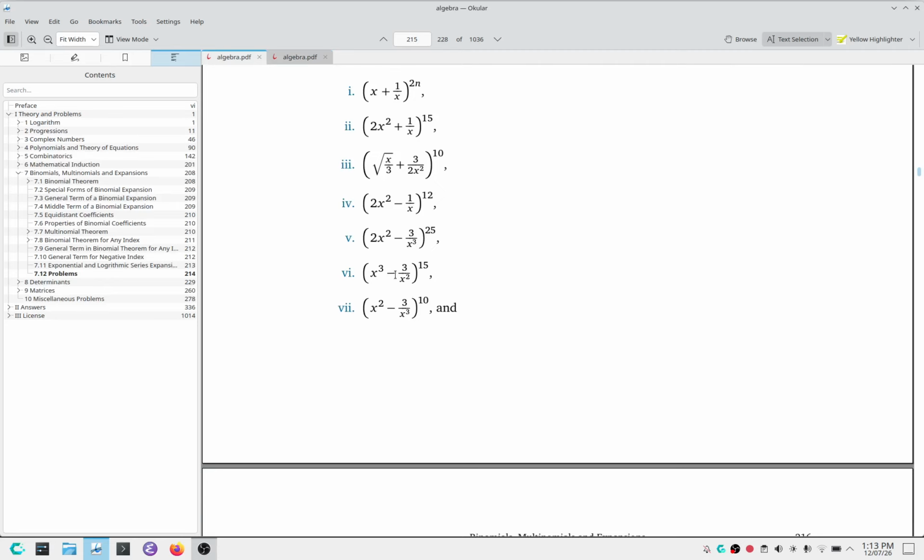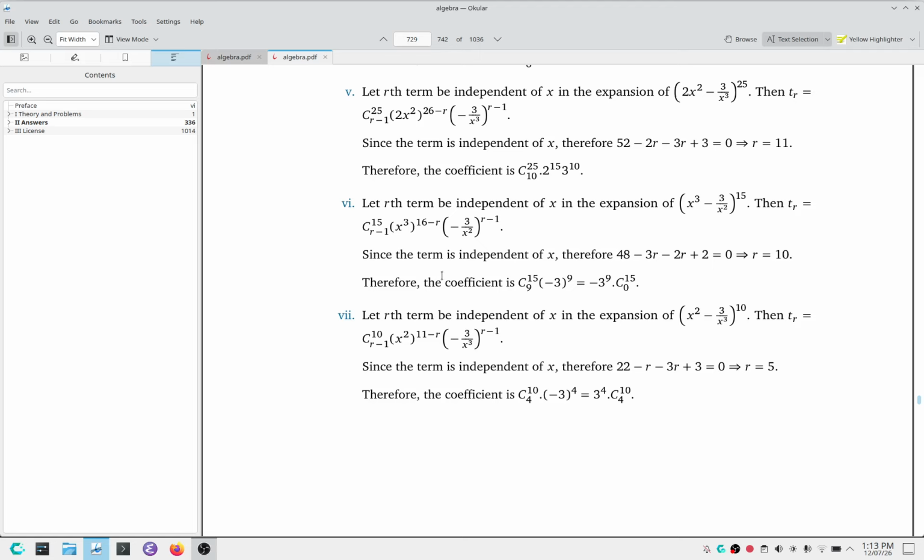Question 6 is x cube minus 3 upon x square raised to the power 15. So the general term is 15 c r minus 1 times x cube to the power 16 minus r times minus 3 upon x square raised to the power r minus 1. The sum of powers of x is 48 minus 3r minus 2r plus 2 is equal to 0, that is r is equal to 10. So the coefficient is minus 3 raised to the power 9 times 15 c 9 here. There should be 9, not 0. Okay, that's a mistake I noticed.